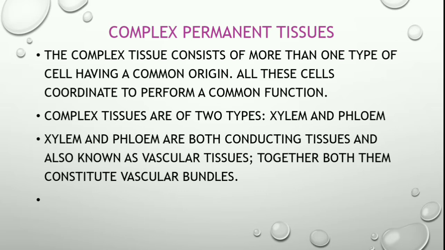So here we can see different structures of the cells. There are different cells having different structures, but all these cells coordinate to perform a common function. Complex tissues are of two types, xylem and phloem. Xylem and phloem are both conducting tissues and also known as vascular tissue. Together both of them constitute vascular bundles.